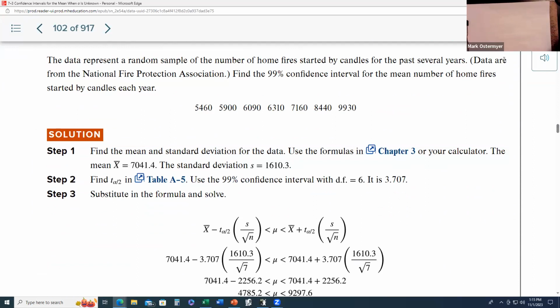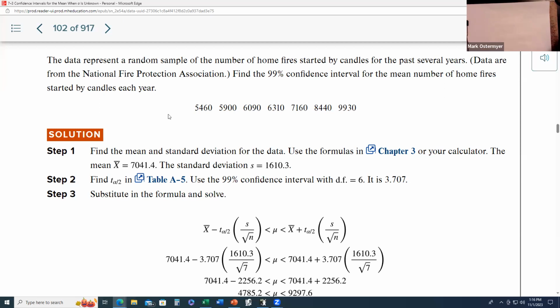All right, here's an interesting problem. Let's just look at this example here. The data represent a random sample of the number of home fires started by candles for the past several years. Data are from the National Fire Protection Association. Find the 99% confidence interval for the mean number of home fires started by candles each year.